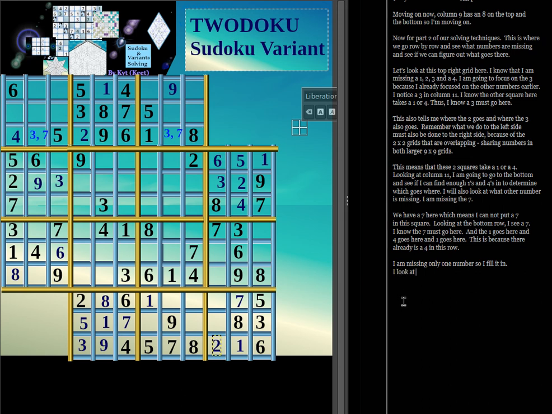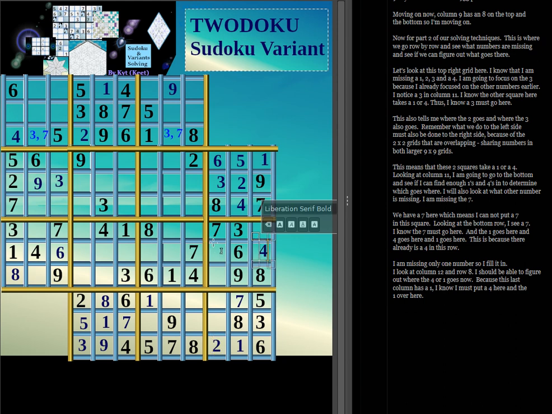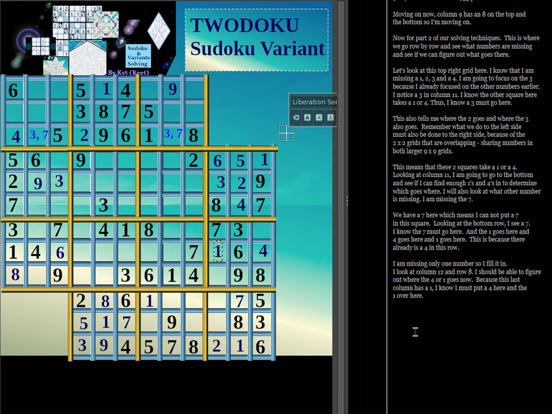I look at column 12 and row 8. I should be able to figure out where the 4 or 1 goes now. Because this last column has a 1, I know I must put a 4 here and the 1 over here. The last column is missing one number, so I fill it in.